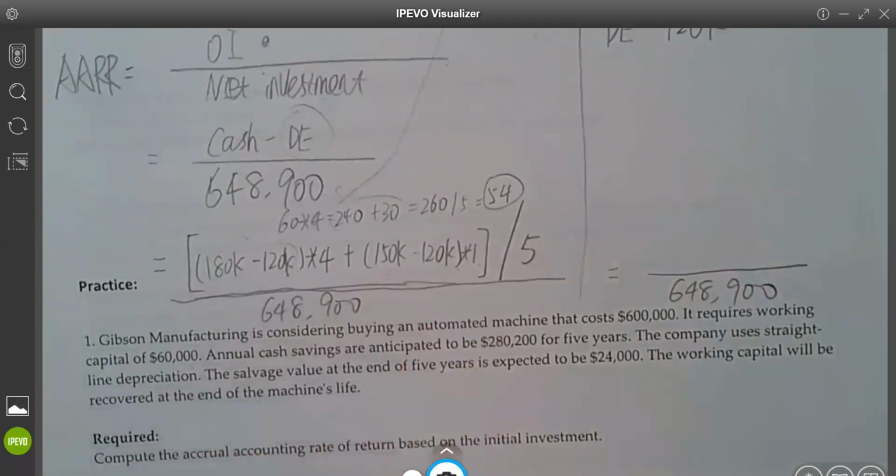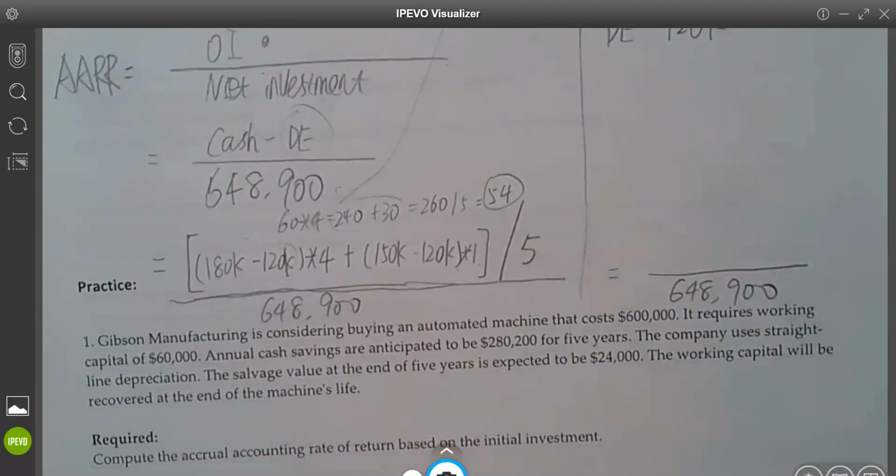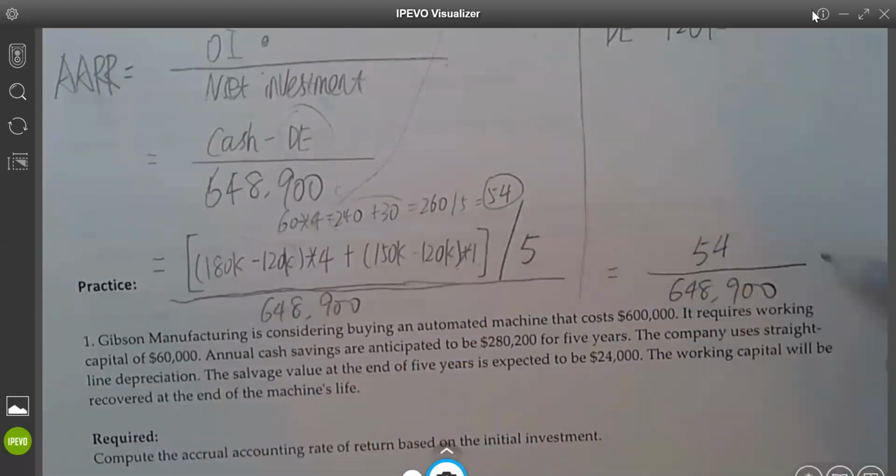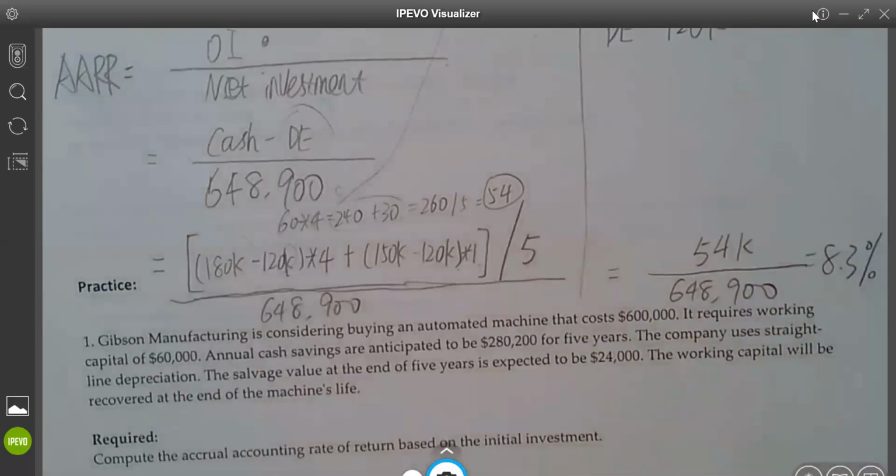So you get the same answer. So you can say I didn't cheat, right? I just do it from scratch with you. So you do this, you get 54,000. So you get 8.3% for our AARR.